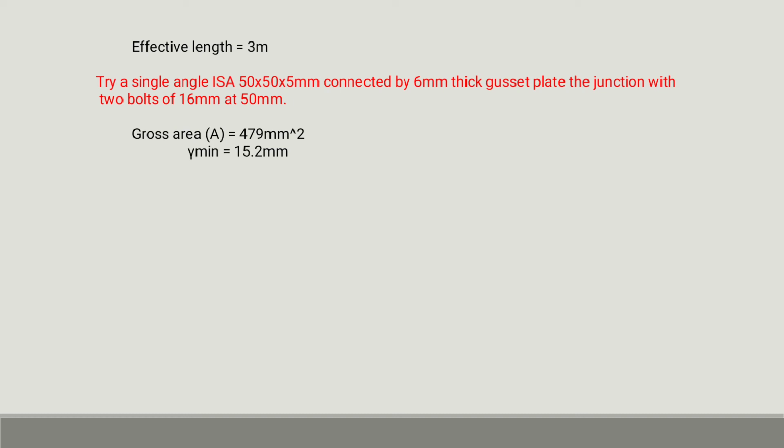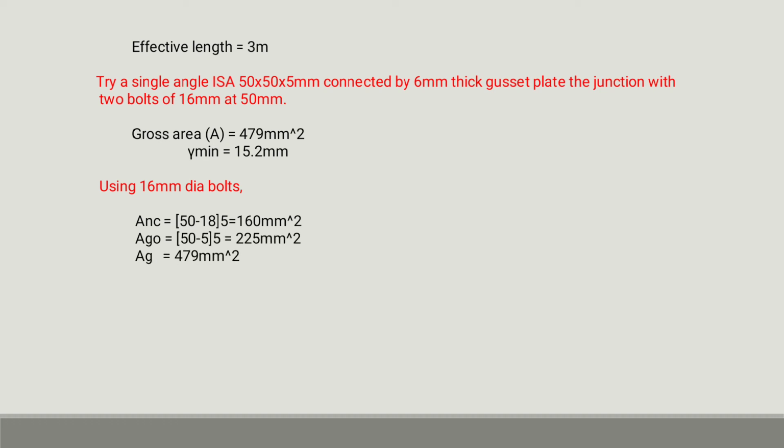Use 16 mm dia bolt. Then ANC is equal to 50 minus 18 into 5 is equal to 160 mm square. So AGO is equal to 225 mm square. Then AG is equal to 479 mm square. Then strength governed by the rupture of critical section.